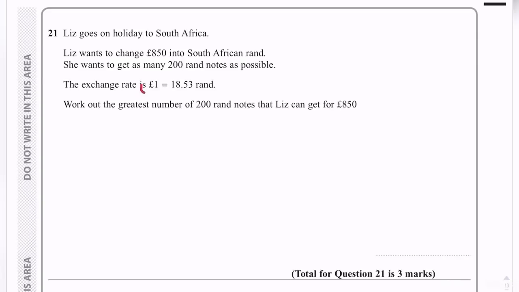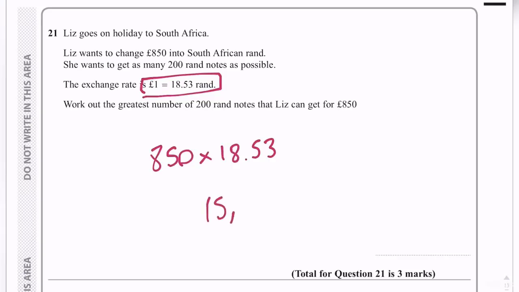Well, there's our exchange rate. So for every pound we get 18.53 rand. So we'll do 850, multiply it by the 18.53, and that'll exchange that into rands for us. So 850 on the calculator times 18.53 gives us an amount of rand which is 15,750.50. There we go, and that's the amount of rand that we get.